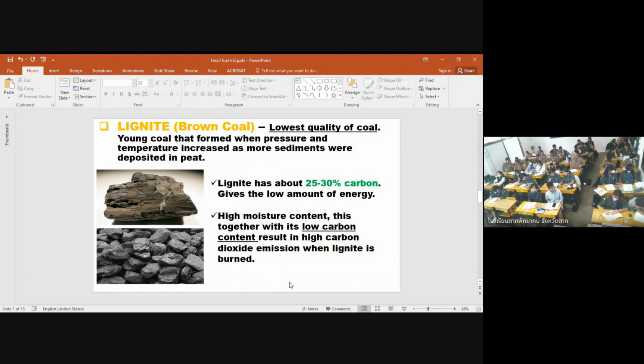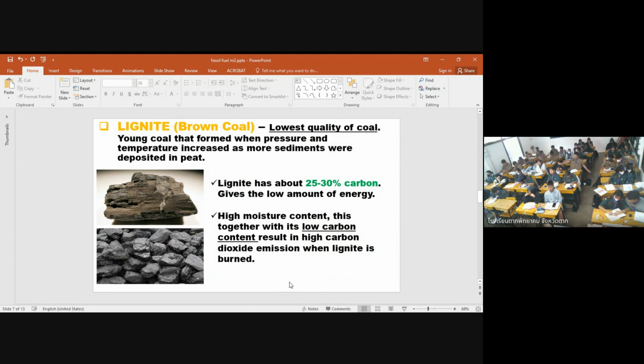When lignite is burned, it has high moisture and low carbon content. Again, the percent of carbon in lignite is 25 to 30%, and it has a low amount of energy. So that is your lignite or brown coal.